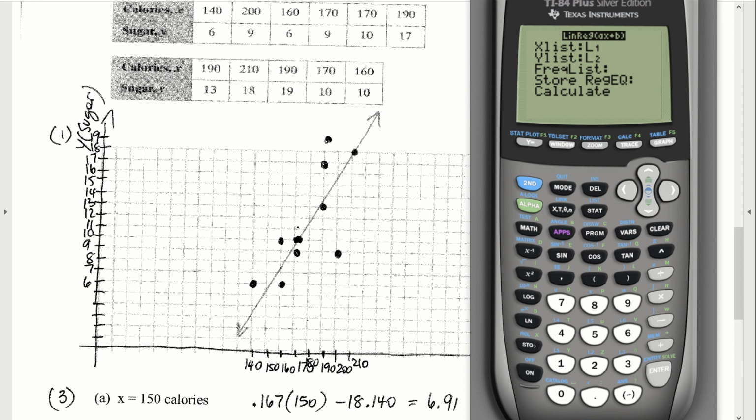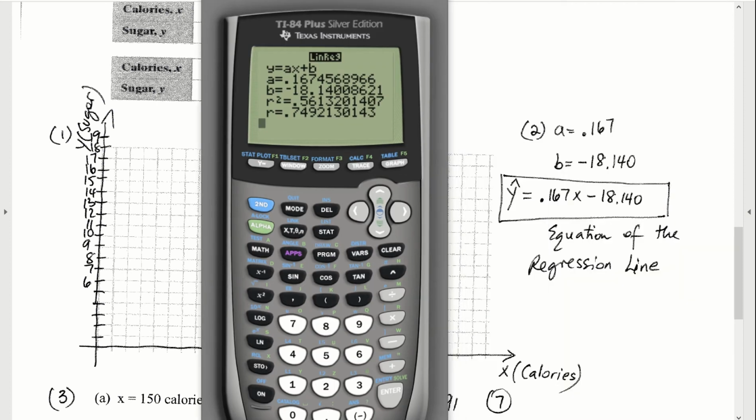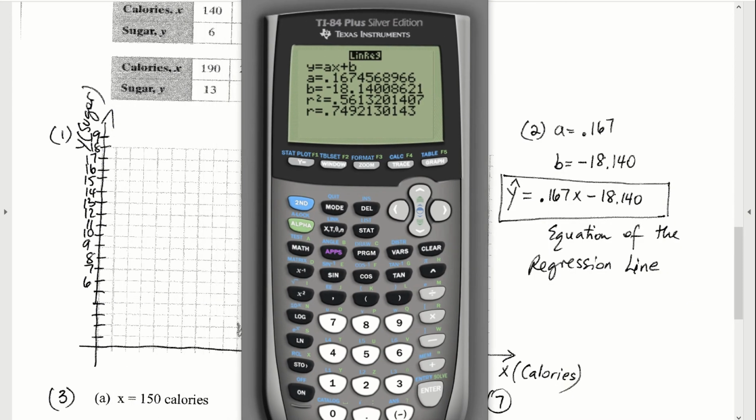To store the regression equation, again, the command is you go to vars, go over to yvars, under function, and then simply we're going to put it in y1. You can go ahead and hit calculate. This gives us our regression equation.